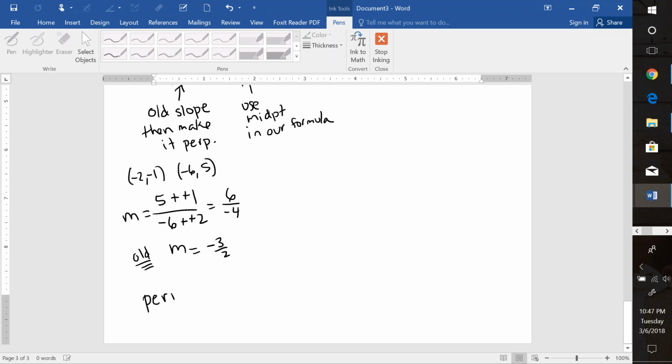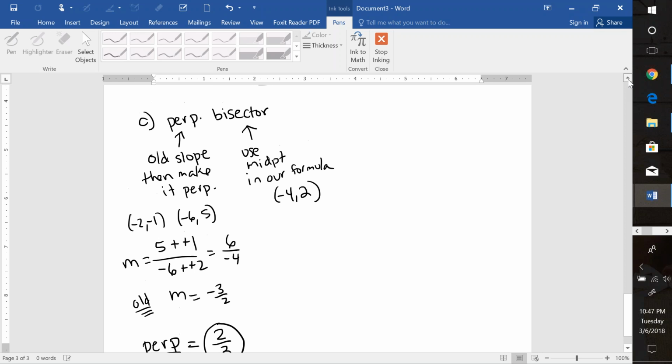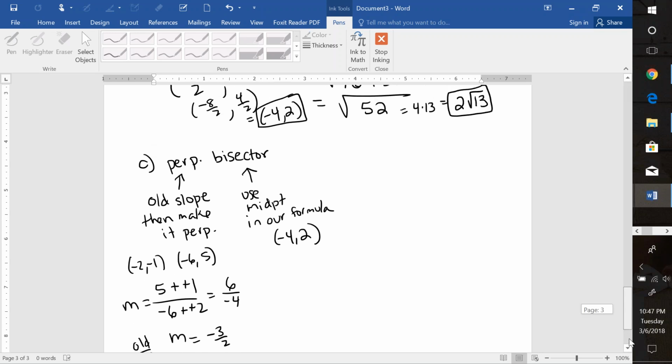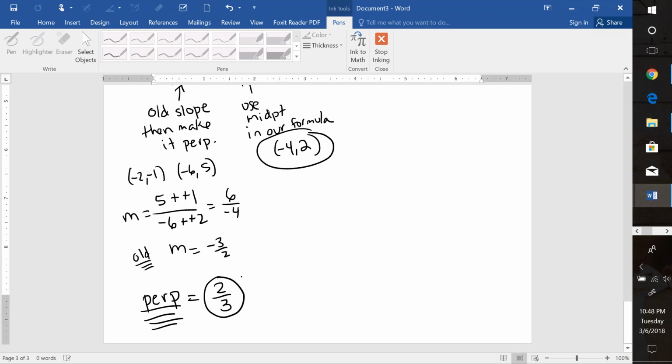So the perpendicular slope to that, because that's the one we want, would be +2/3. So there's one part of what I need. The midpoint we just found was -4, 2, I believe. Let me scroll back up. Yeah, so -4, 2. There's the other part that I need. You take your perpendicular slope and your midpoint, and that's now the information for a perpendicular bisector. We put that into our point slope formula.